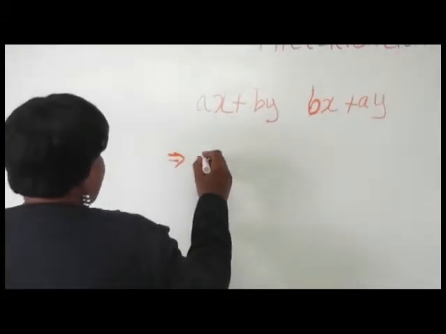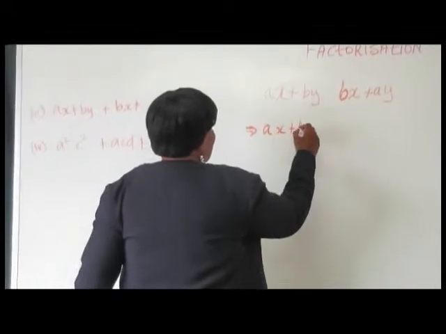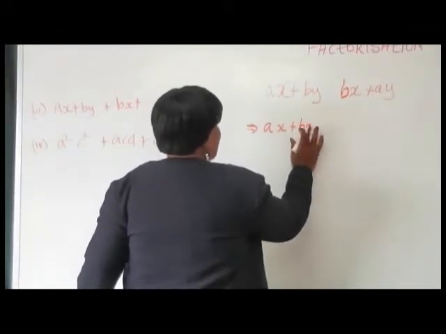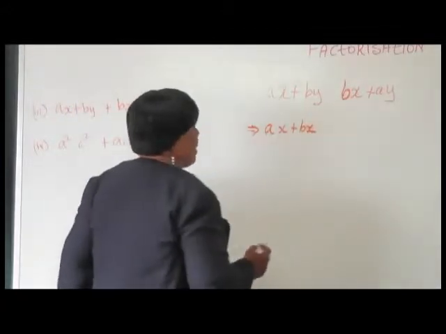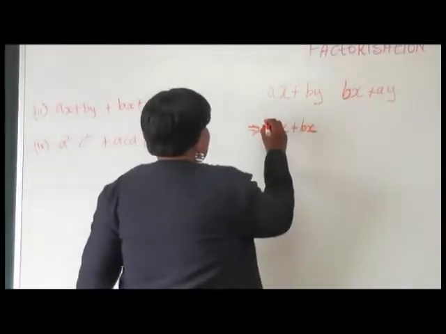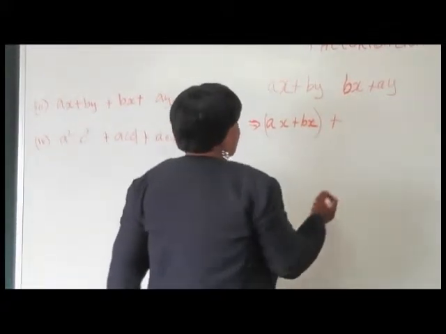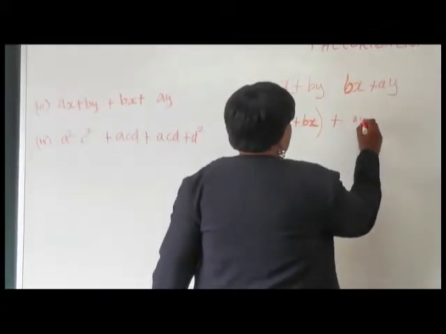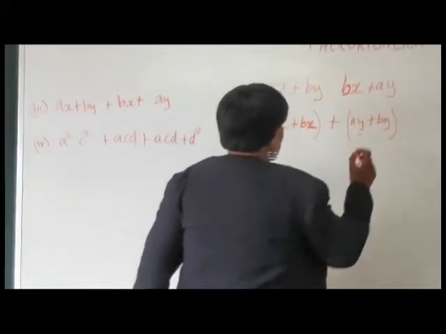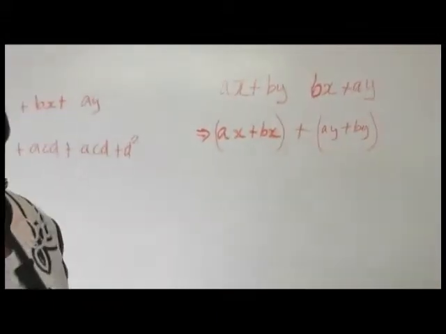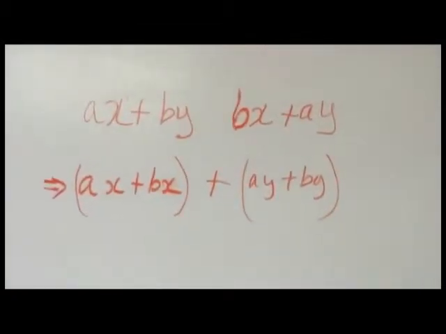And it is here, so I would write ax plus bx, okay, because it's the x's, and I can put this in a bracket, plus ay plus by. So notice that I have looked for things, and I'm grouping them according to the things that they have in common.